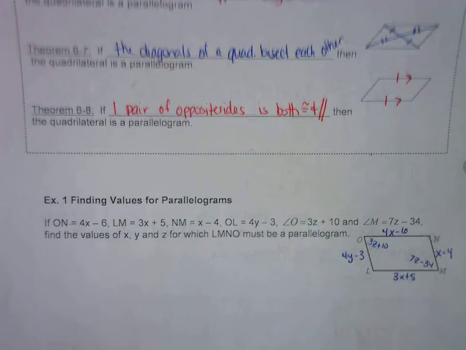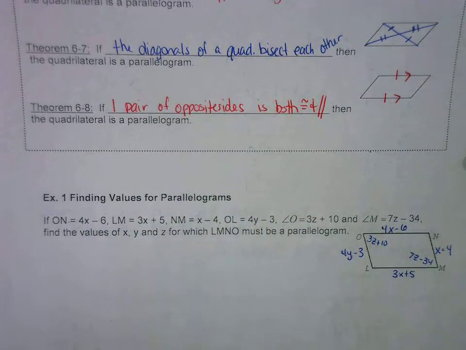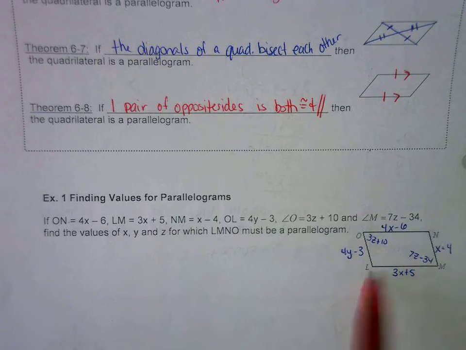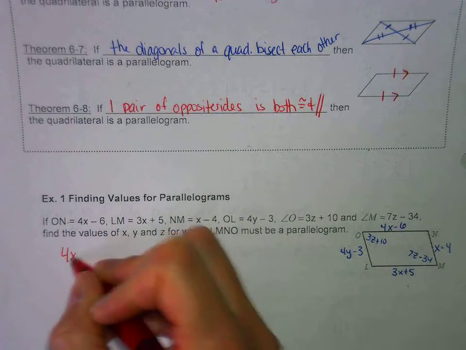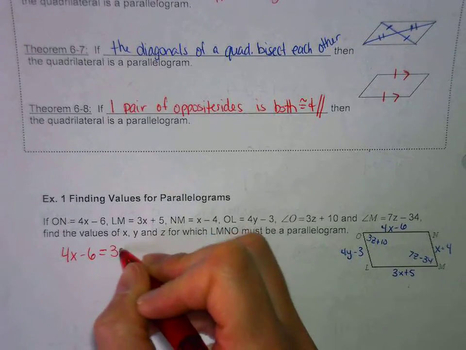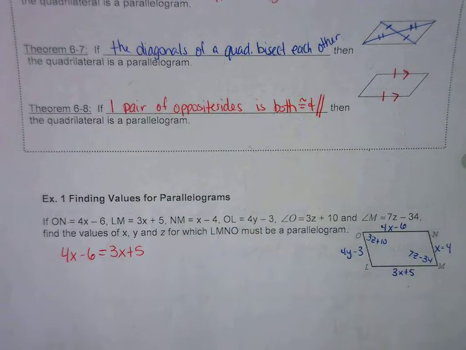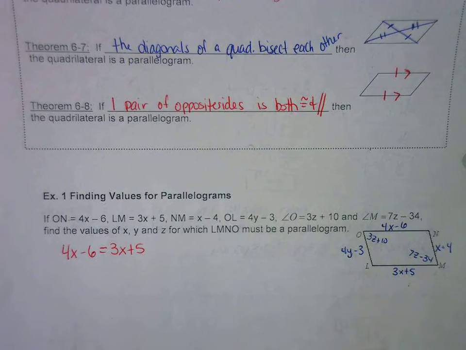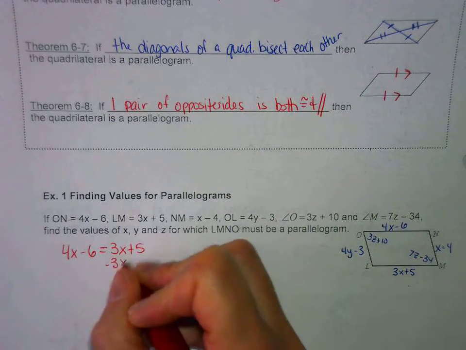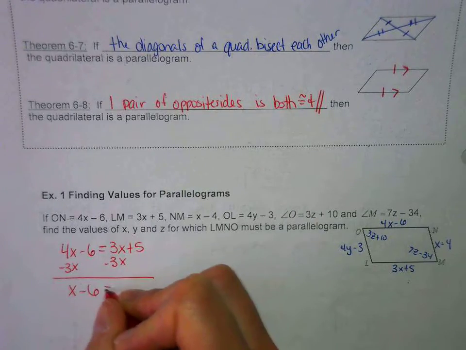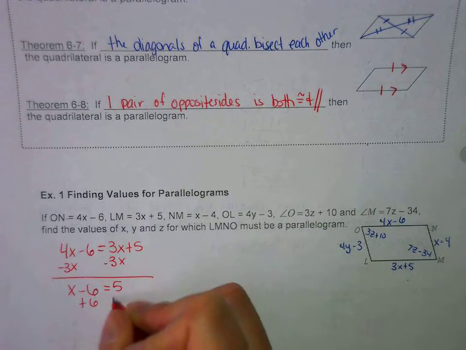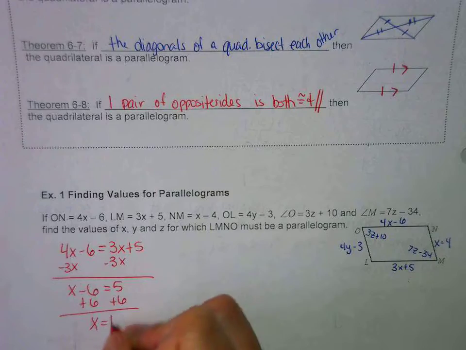Well, if this is a parallelogram, then I know that ON and LM are congruent to each other. So that means 4x minus 6 equals 3x plus 5. When I go to solve this, I'm going to subtract 3x from both sides. So x minus 6 equals 5. Add 6 to both sides. X will equal 11.